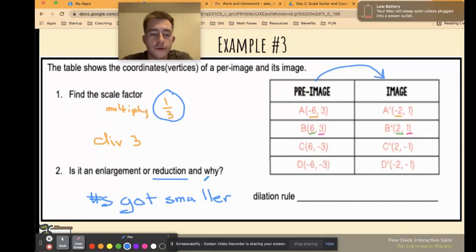All right, the dilation rule. Always start with your x comma y. What did I have to multiply by to get from the pre-image to the image? 1/3. That's our scale factor. So I'm just going to write the scale factor right in front of x and right in front of y, just like this. And boom, I'm done. All right. Dilation rule: one third x, one third y. Scale factor was multiplied times one third. It was a reduction because my numbers got smaller.